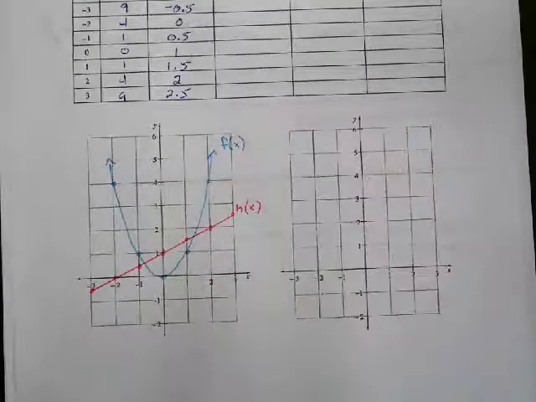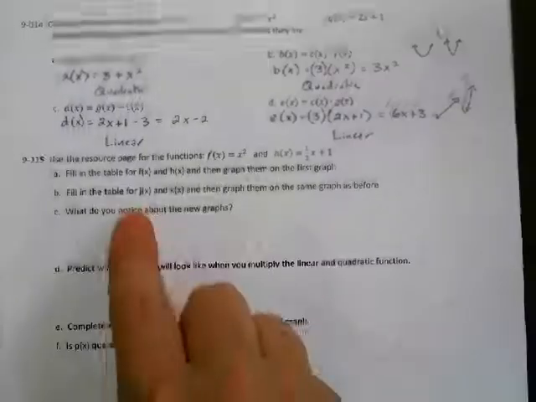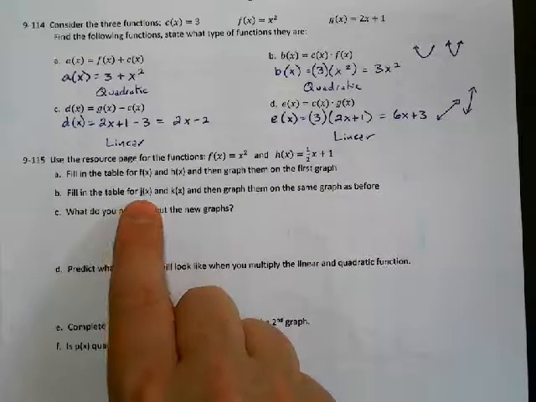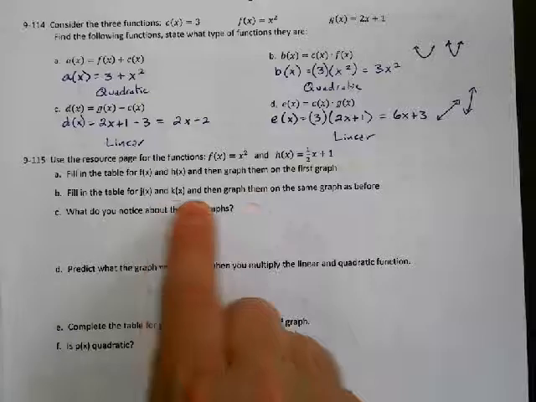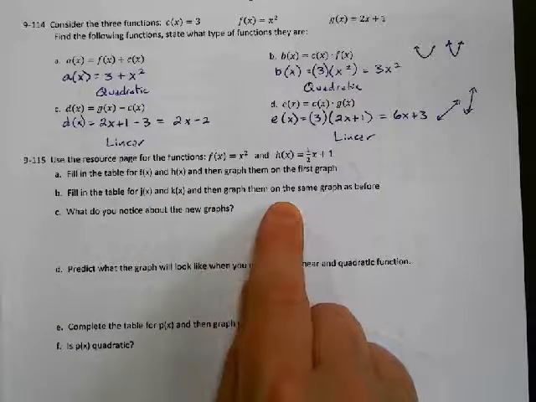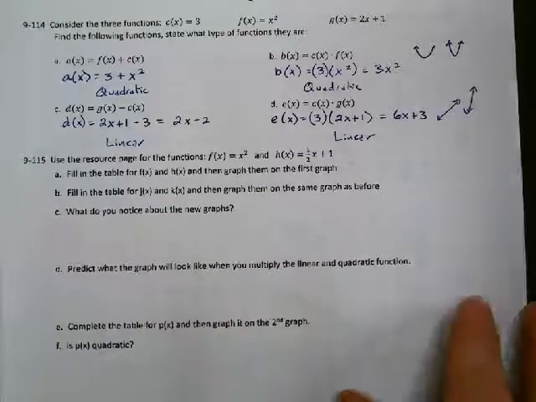All right, we did part A. Congratulations. Part B. Fill in the table for j of x and k of x, and then graph them on the same graph as before, so the one that we just did. So j of x and k of x.